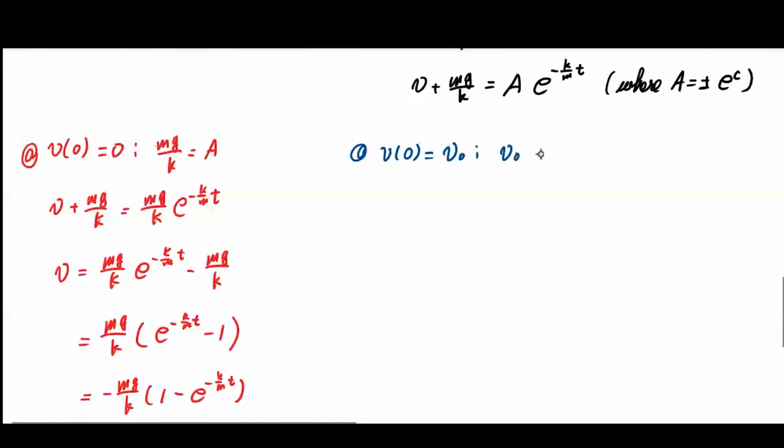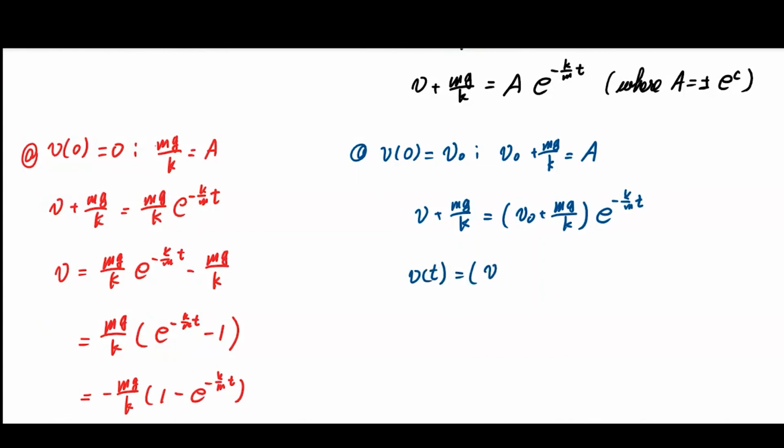This is more complicated case. Plus mg over k is equal to a again. Once again, if I put 0 here, this whole thing becomes 1. So far, so good. Now I plug this back in here. So what I have now is V plus mg over k becomes, open parenthesis, V naught plus mg over k times e to the negative k over m t. Good. And then V, finally, as a function of t, is equal to V naught plus mg over k e to the negative k over m t minus mg over k. Good.